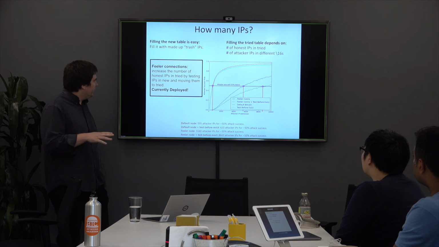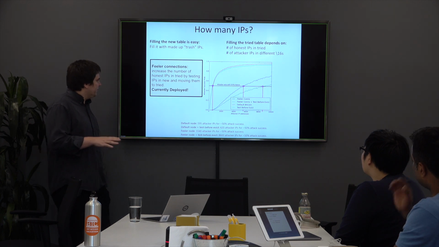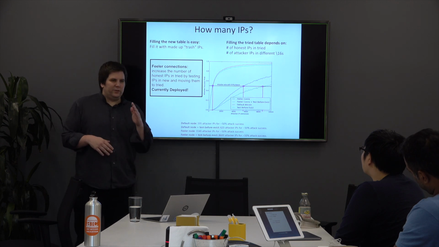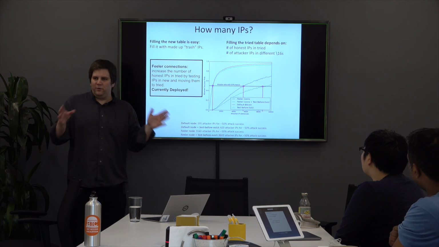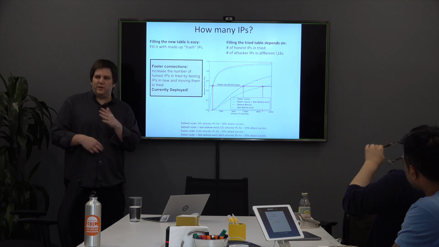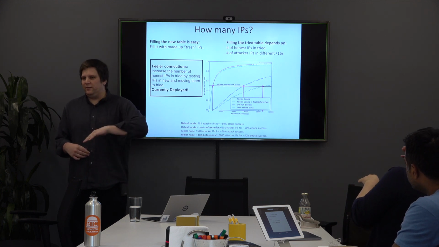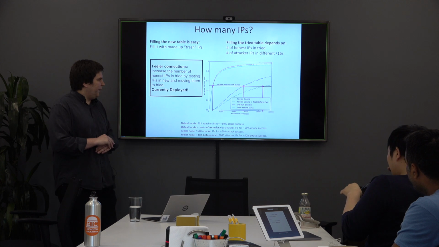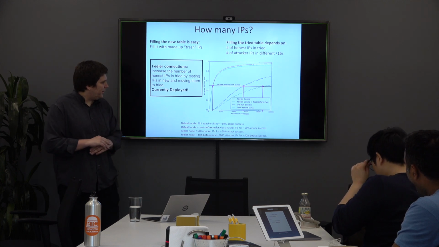We have a countermeasure called feeler connections, which is currently deployed, in which a node will take things from new and will test them with a connection. And if they're online, it will add them to tried. So this makes it harder for an attacker.